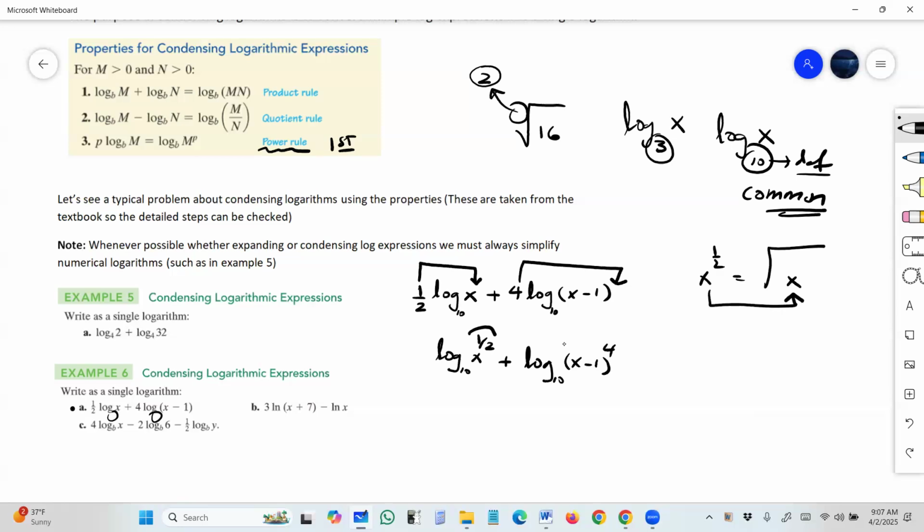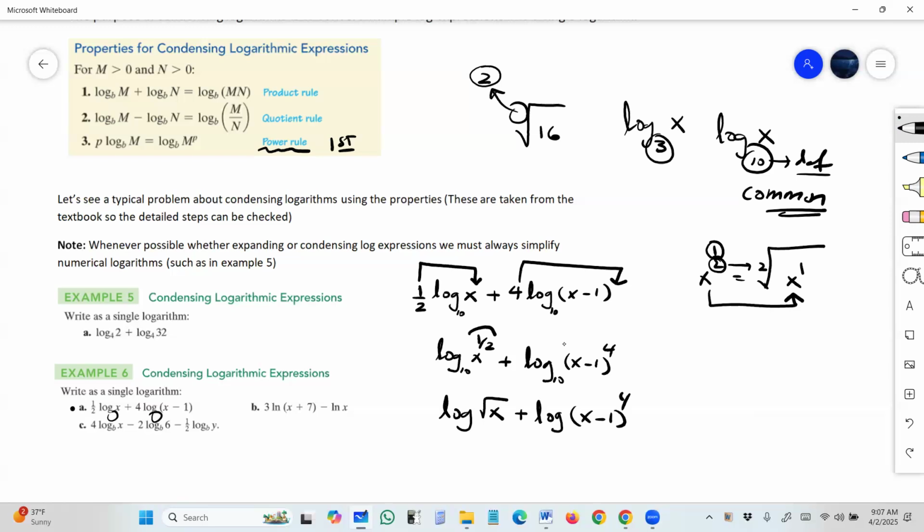The x is the radicand, the 1 is the exponent here, and the denominator is the index. So this is the square root of x. I'm going to write it as log base 10 radical x, and notice I'm not going to write the base anymore, plus log of x minus 1 to the 4th.